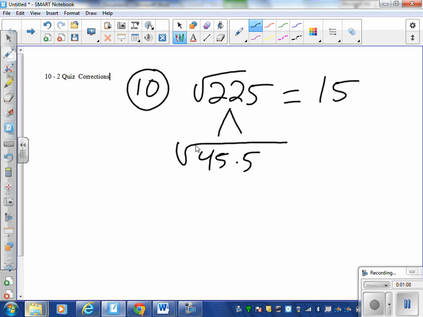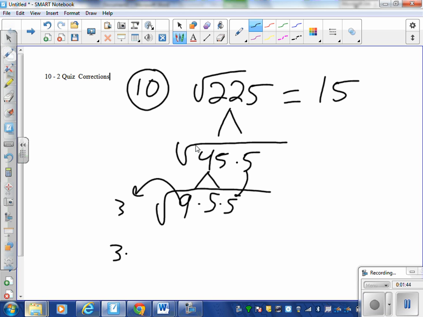If I take 45, I can break that down into 9 times 5. Just bring my square root sign on top of that. Don't forget to bring down this 5 with that problem. So now I have 9 times 5 times 5. Inside this square root sign, we have a perfect square, 9. What's the square root of 9? That would be 3. So the 3 comes out.